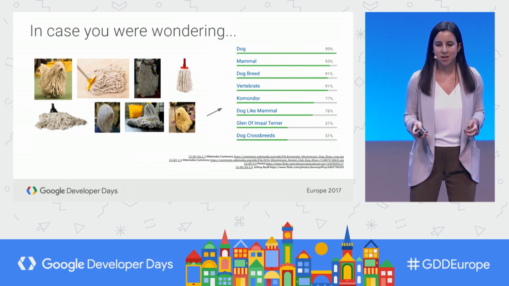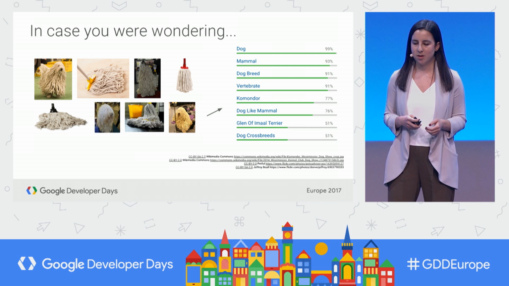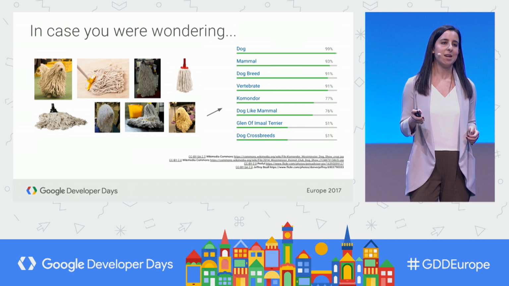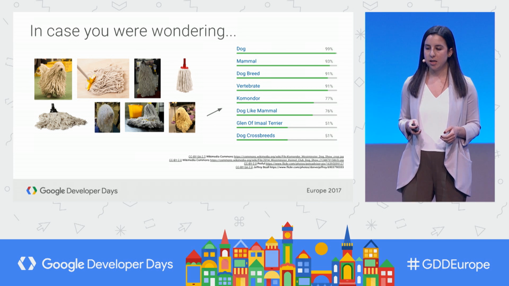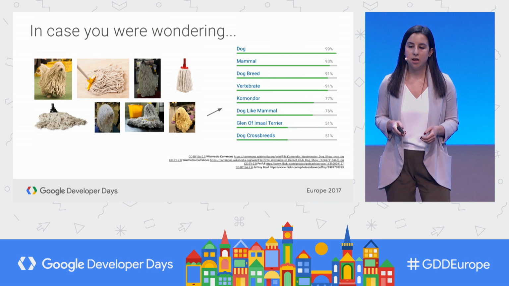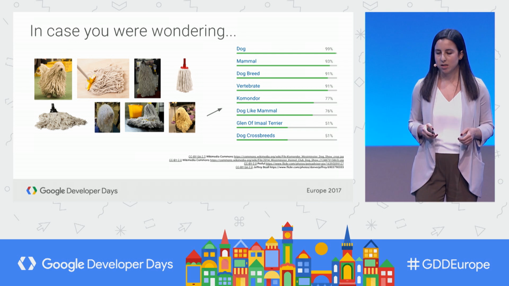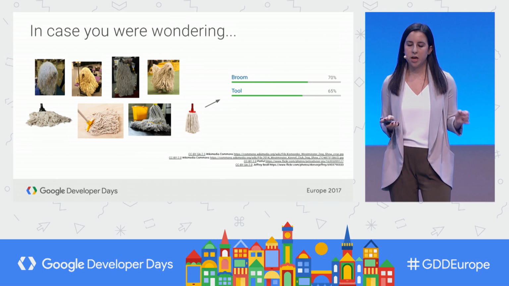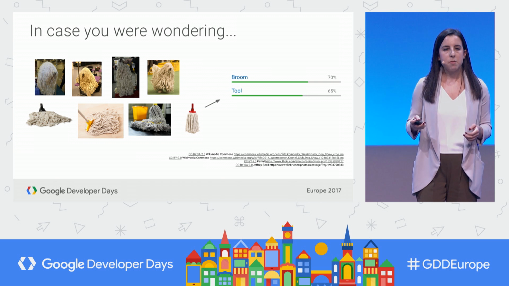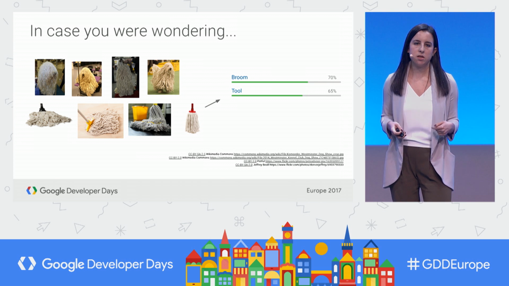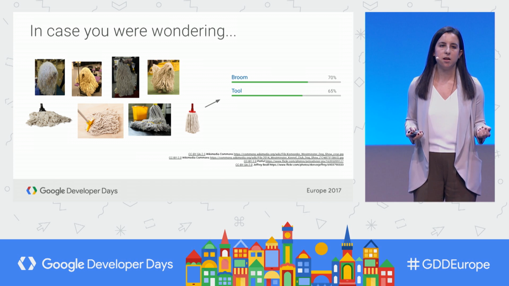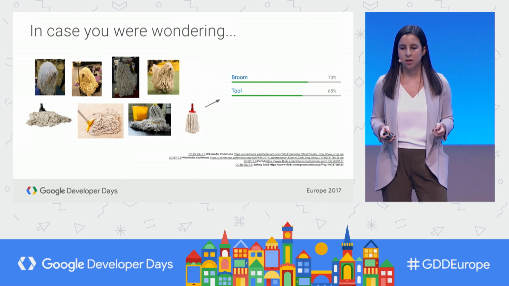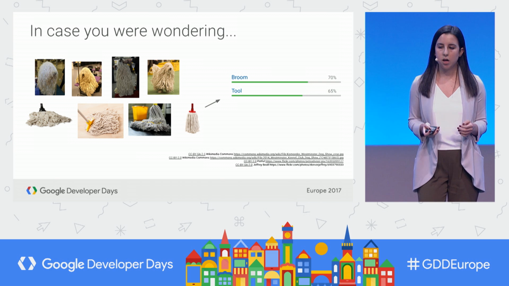And in case you were wondering about our sheepdog versus mop example from before, this is what the API returned for the bottom right picture of the sheepdog. So it's 99% sure that it's a dog, and it's even 77% sure that it's a Commodore, which is the exact breed of dog that this is. It was able to identify this as a broom or a tool, and I won't show you the response for all of them, but the API was able to identify 3 out of 4 for each of these correctly, which is pretty good considering that this model wasn't trained specifically to identify pictures of sheepdogs and mops, and it was able to identify almost all of them correctly.